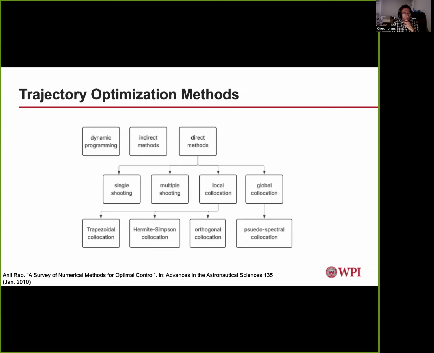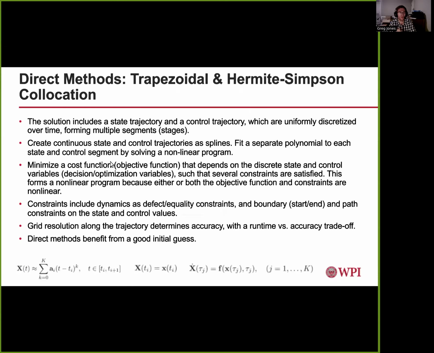And yeah, I'll go into more detail on the Hermite Simpson and trapezoidal. So the solution or the output of this optimization process is the state and control trajectory. And the first step in solving it is to discretize. In our case, we uniformly discretized into trajectory segments.